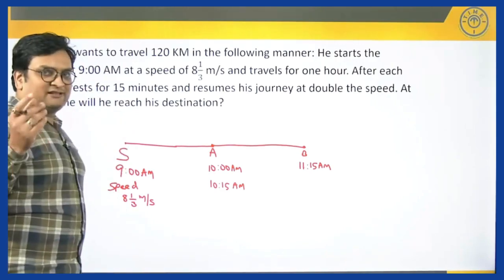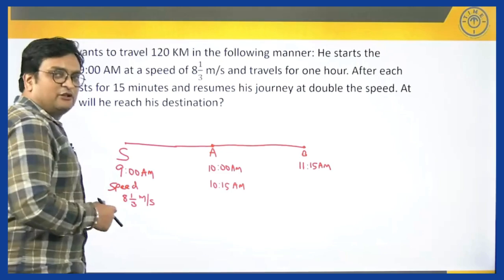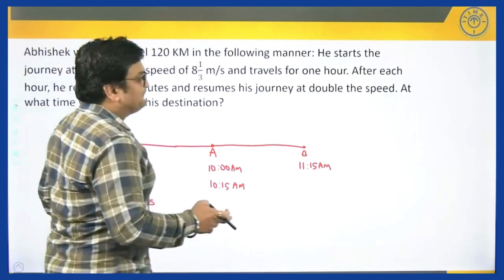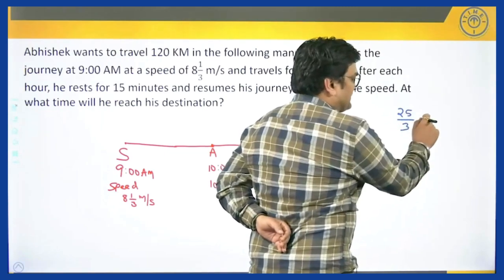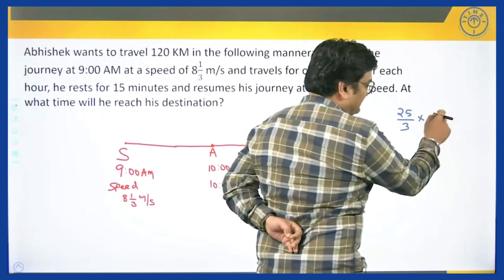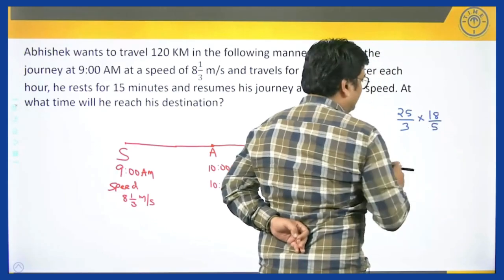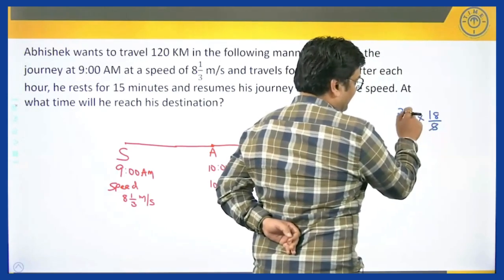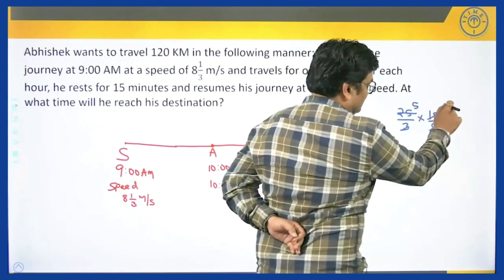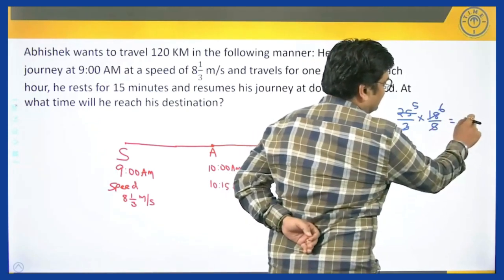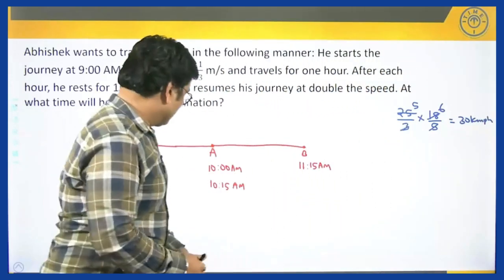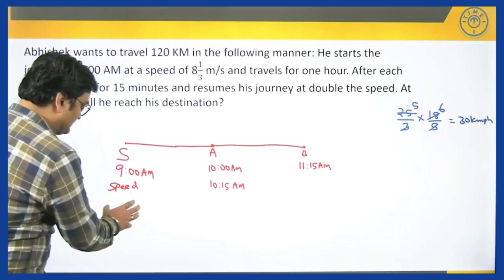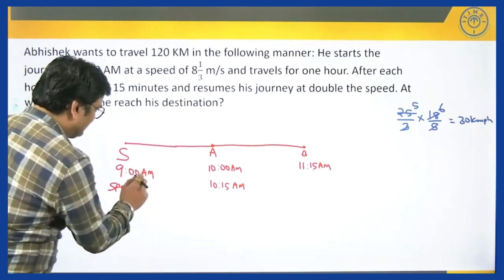I already told you, since time is in hours, let's convert speed into kilometers per hour. So, 8 1/3 is nothing but 25/3 meters per second. To convert this into kmph, we'll multiply by the 18/5 factor. So, when I do this, it's 5 times 6, so it's going to give us 30 kmph. So, the speed at which he is traveling, I won't take it as 8 1/3, I'll rather take it as 30 kmph.